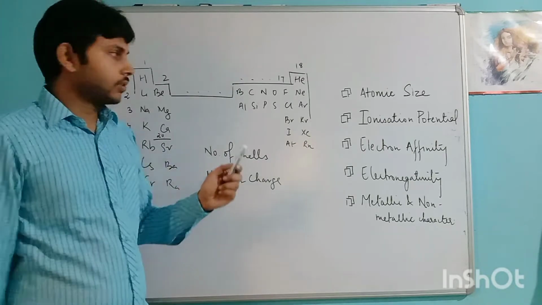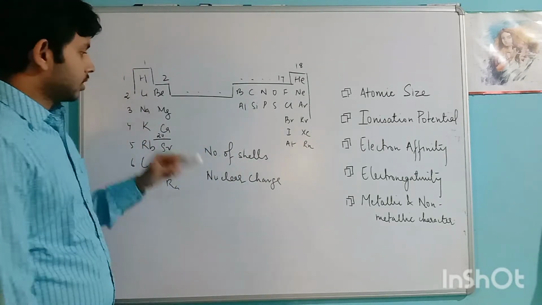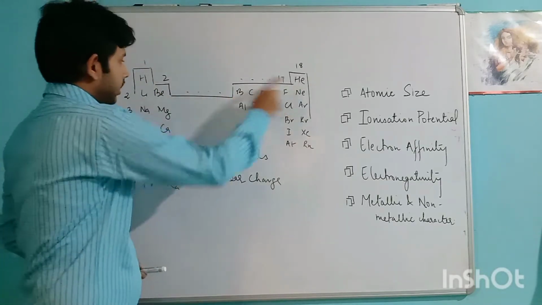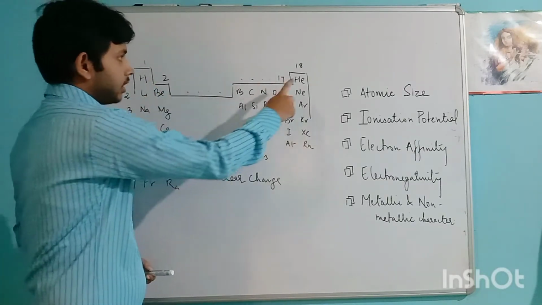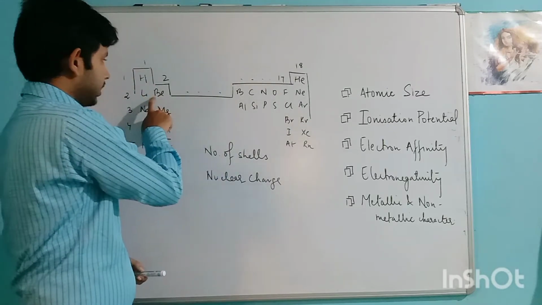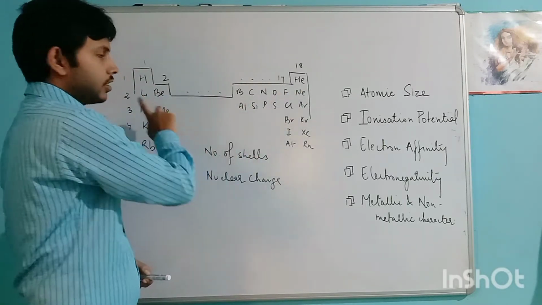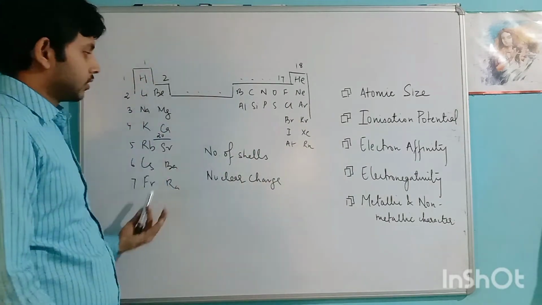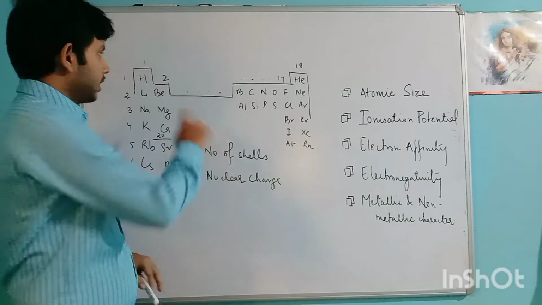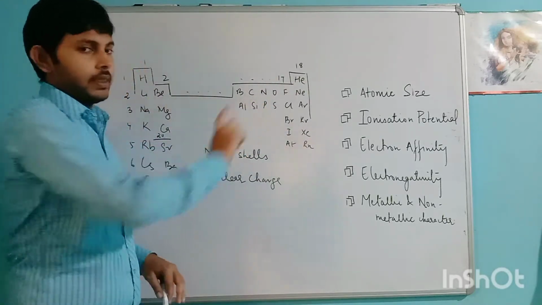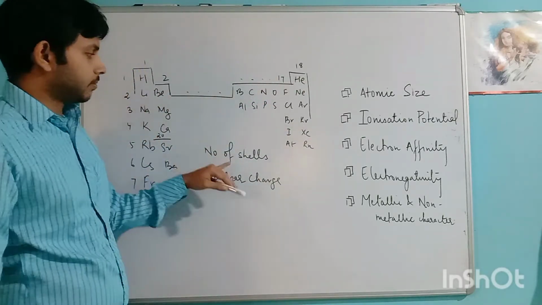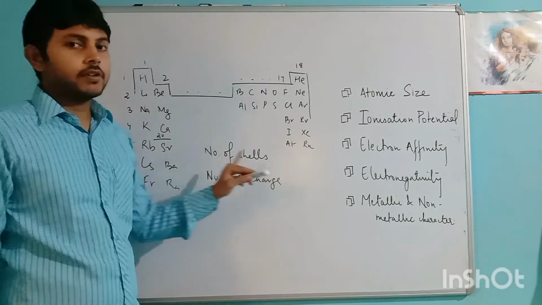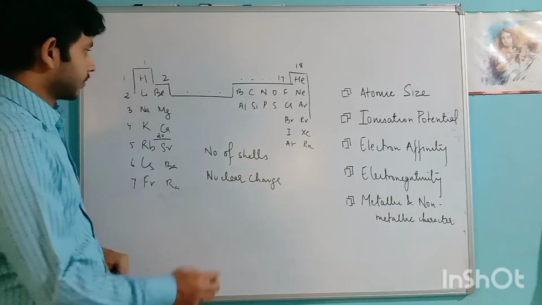You can note this down. Nuclear charge increases with atomic number, so atomic number increases 1 by 1. Hydrogen is 1, helium is 2, lithium is 3, 4, 5, 6, and so on. So across the period, nuclear charge increases also down the group. Number of shells remains the same in a period, but down the group, number of shells increases by 1.